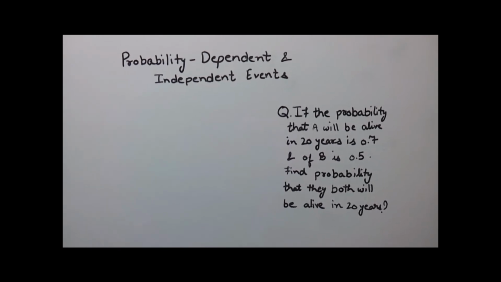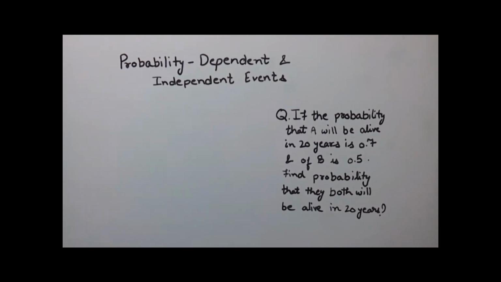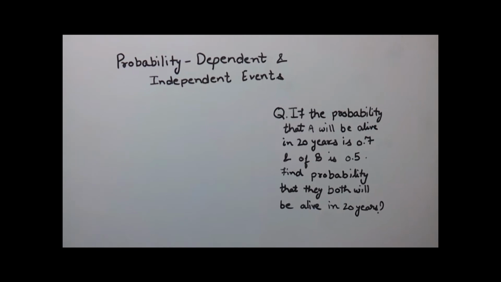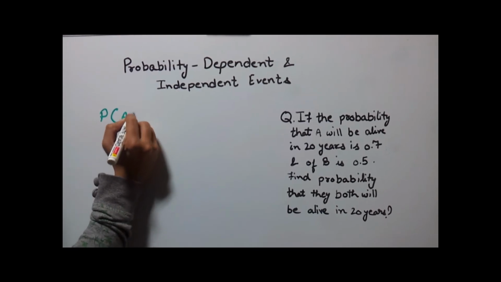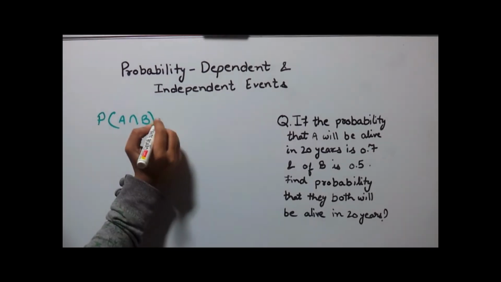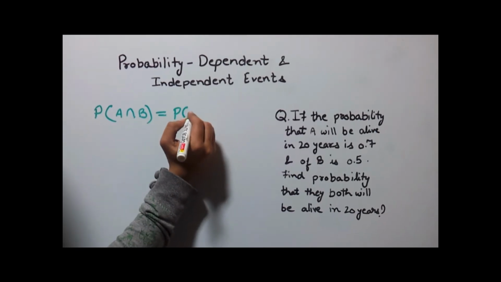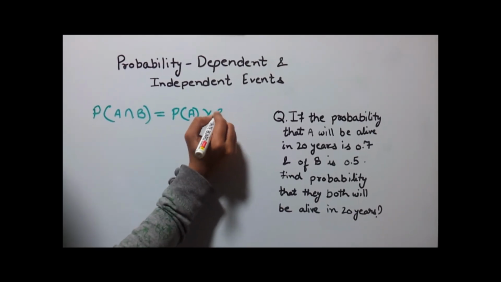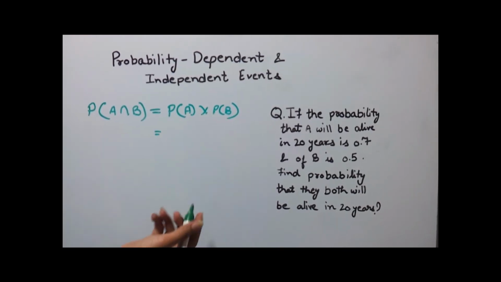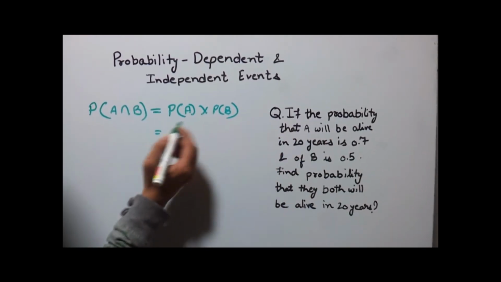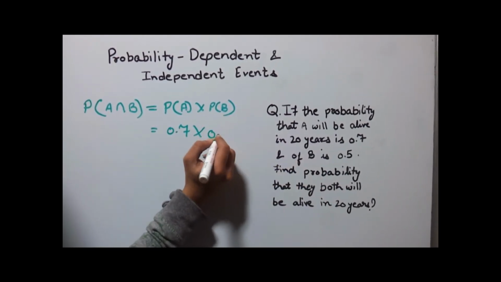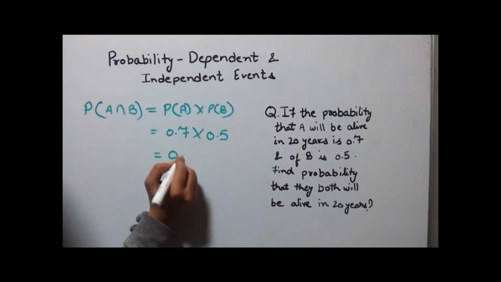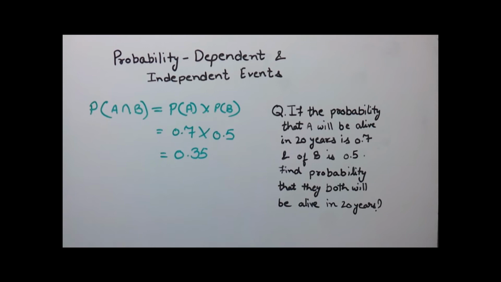We know that how many years a person will be alive is not dependent on the other person. So these two events are independent events and we need to find out the probability of A and B, using the formula which says probability of A into probability of B. Here in our question, probability of A is 0.7 and probability of B is 0.5, which gives us 0.35 as the answer. Simple.